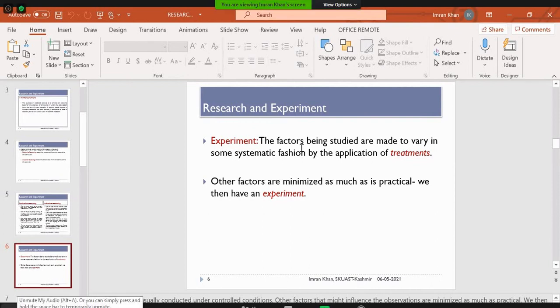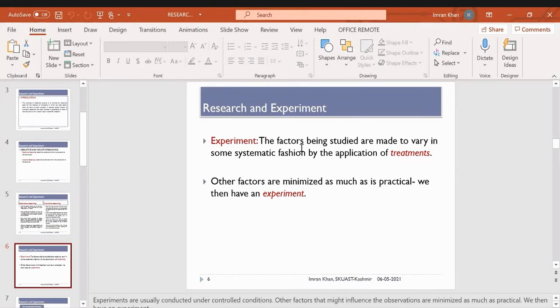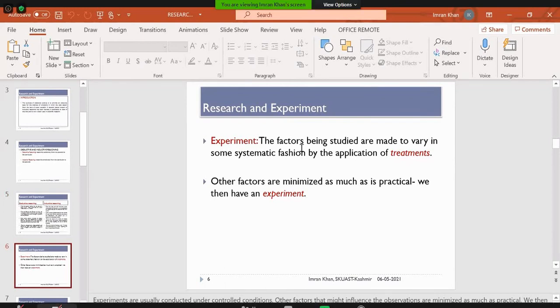So what we do is, see, that's why in the experiment, the factors being studied are made to vary in some systematic fashion by the application of the treatment. So you are giving something, you are changing certain things, and then you try to record or observe what the changes are. When you change a particular thing, what's the change in the response, right? You try different things and you try to find what is the change in the outcome. So that's what you do in experiments.